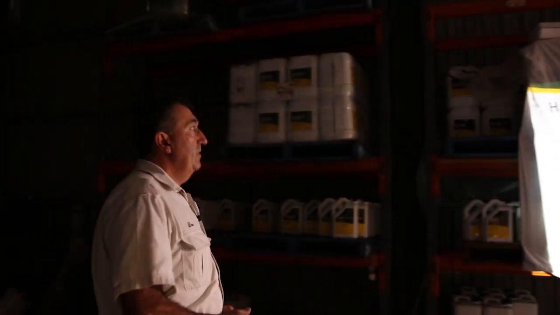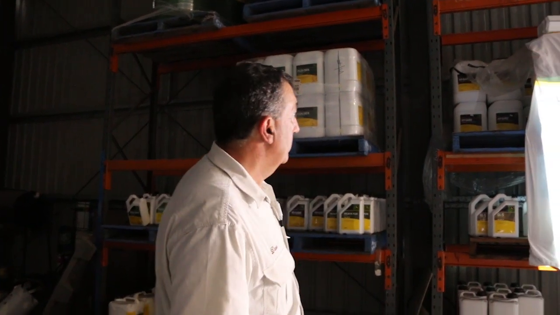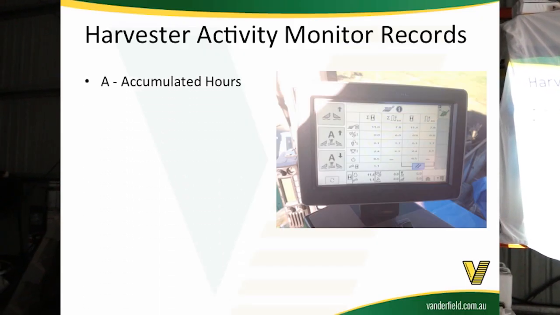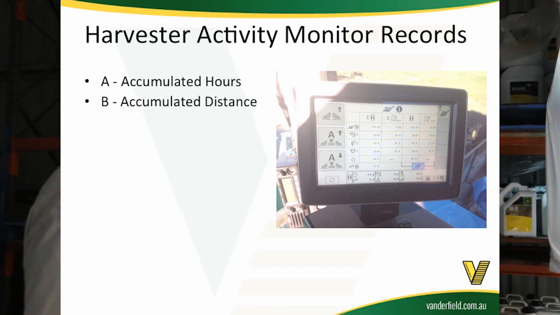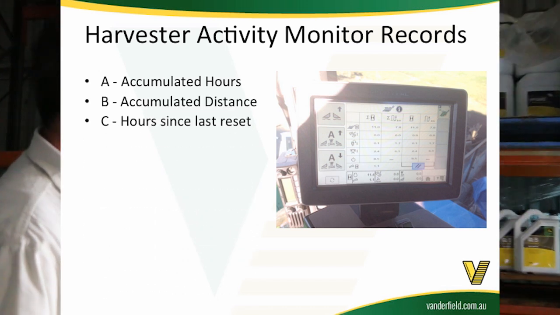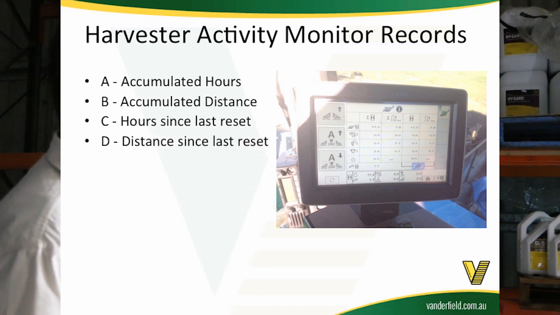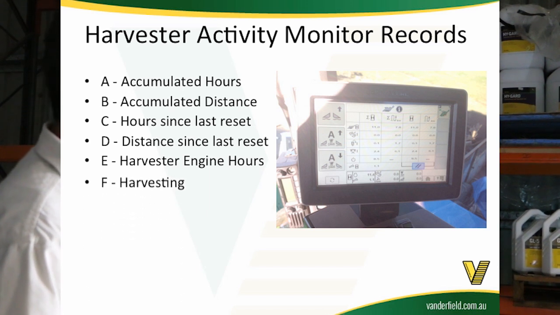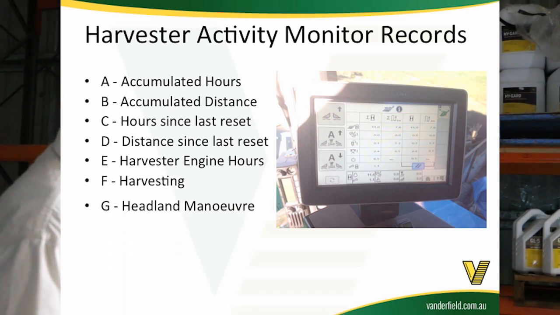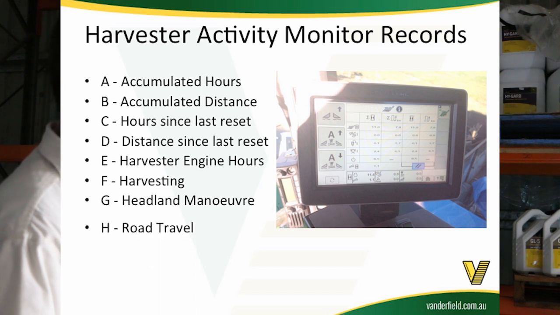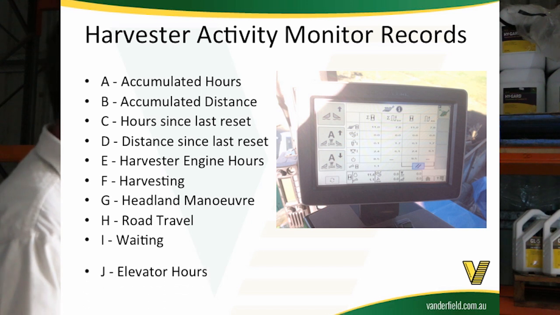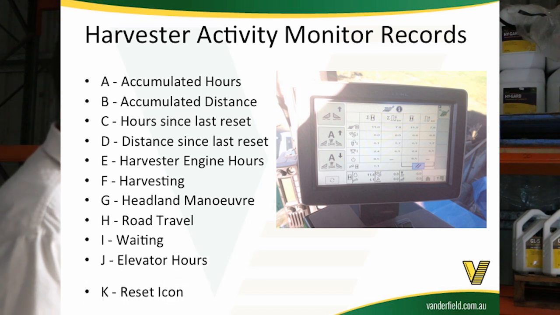All right, so the harvest activity monitor is set inside the screen, but it's doing all the work in the background. It'll be accumulating the total hours of the machine, also the total distance the machine travels, and the hours since it was last reset. There'll also be the distance since it was last reset, the harvester engine hours, and also the harvesting hours. It also logs the headland manoeuvre techniques. Every time you turn on the headland, it knows it's doing that, and when you're actually spending time on the road. There's also when you're waiting doing nothing, the elevator hours are in there, and the reset icon.